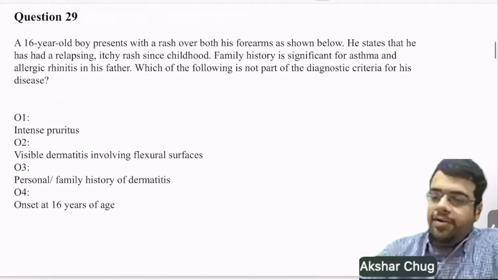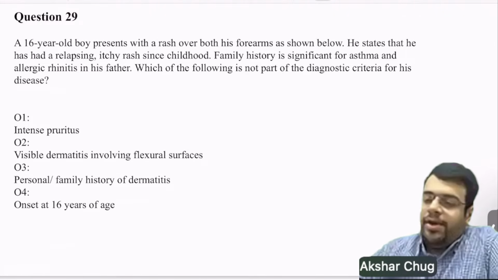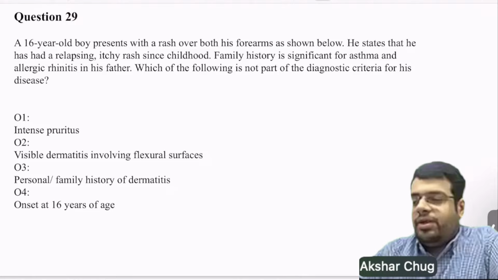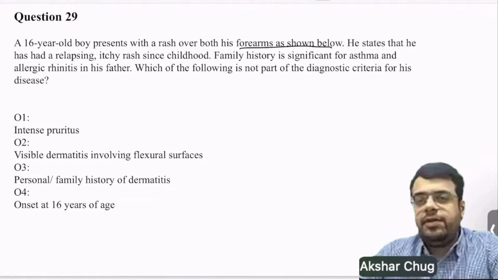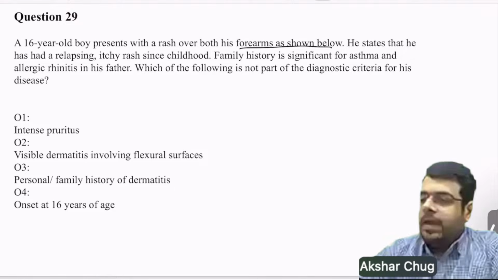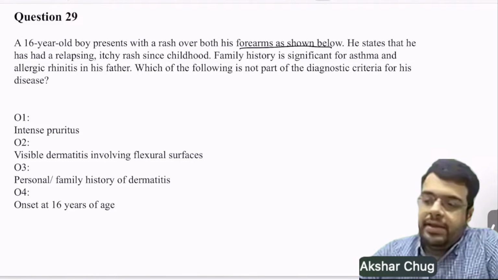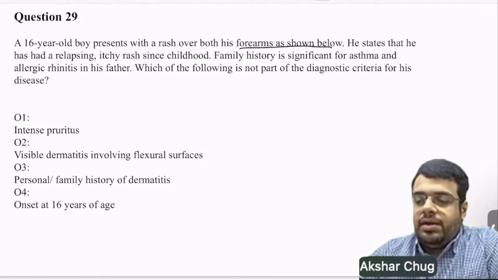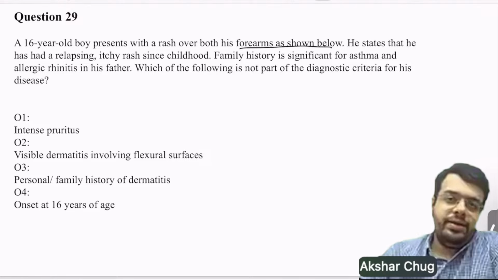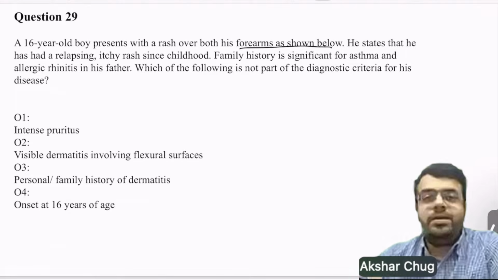Moving on to the next question. A 16-year-old boy presents with a rash over both his forearms as shown below. Basically, there was a rash in the flexor aspect, especially around the cubital fossa. He states that he has a relapsing, itchy rash since childhood. Family history is significant for asthma and allergic rhinitis in his father. So we are already thinking in terms of a disease in which there is atopy.